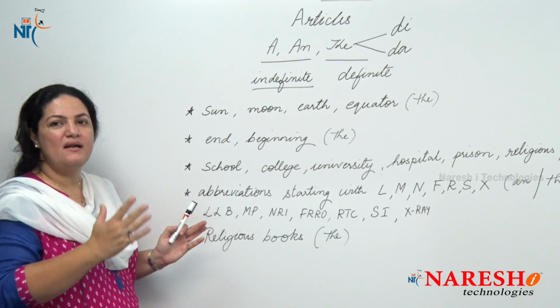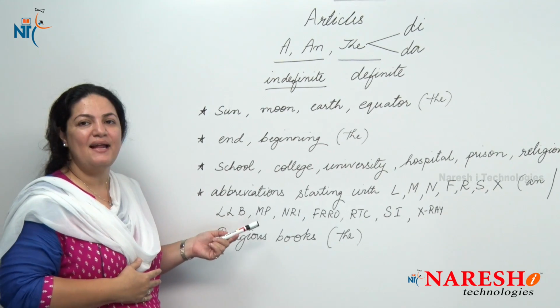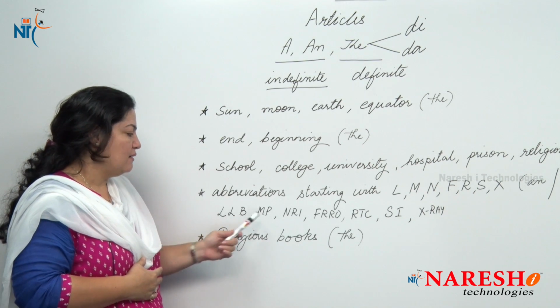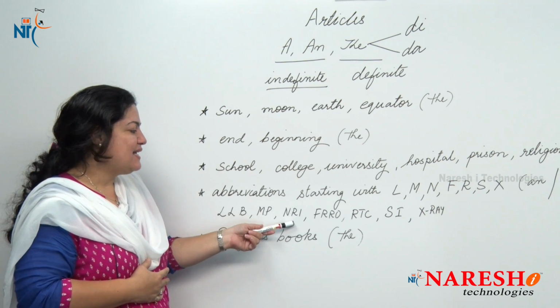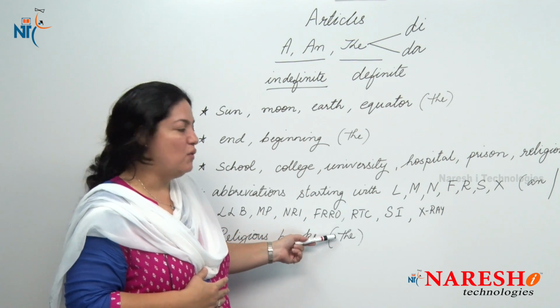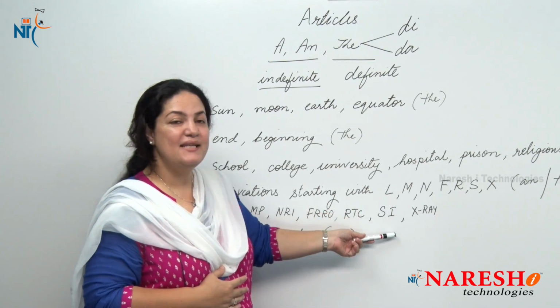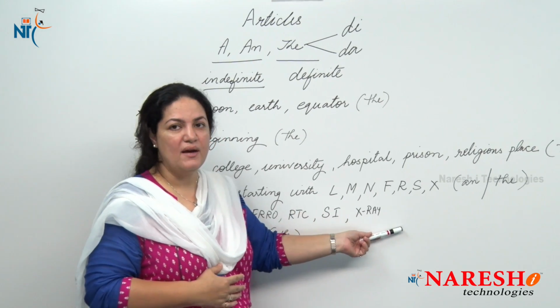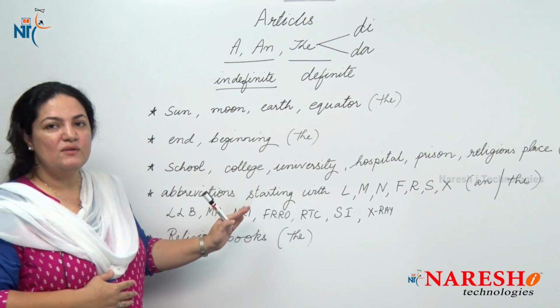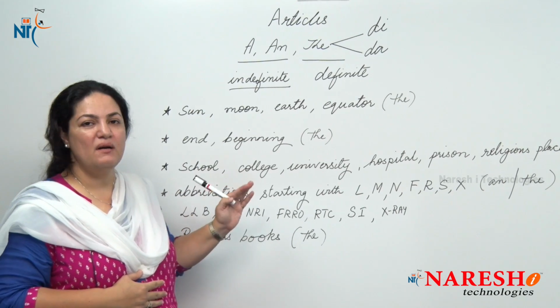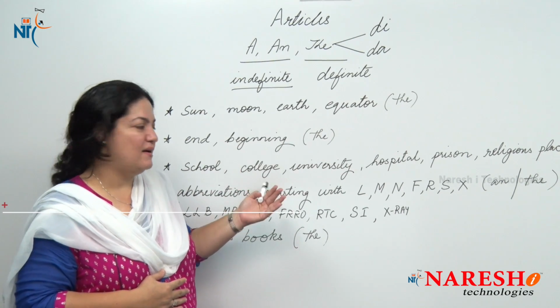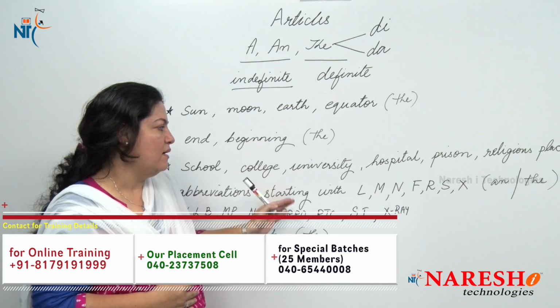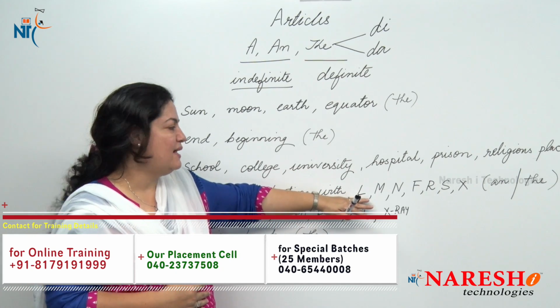So I'll say in a general sense, he is an LLB, then I'll say an. He is an MP, he is an NRI, he is an FRRO, he is an RTC driver, he is an SI, it is an X-ray. Okay. So for all these I'm using an, because here I'm talking about the general sense or in just a random way, because all these are starting with these letters.